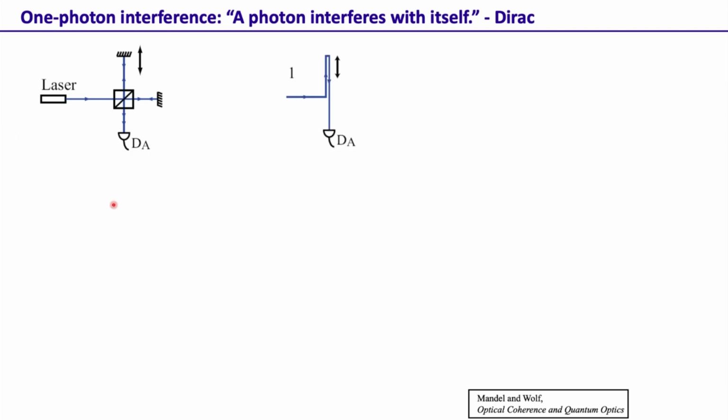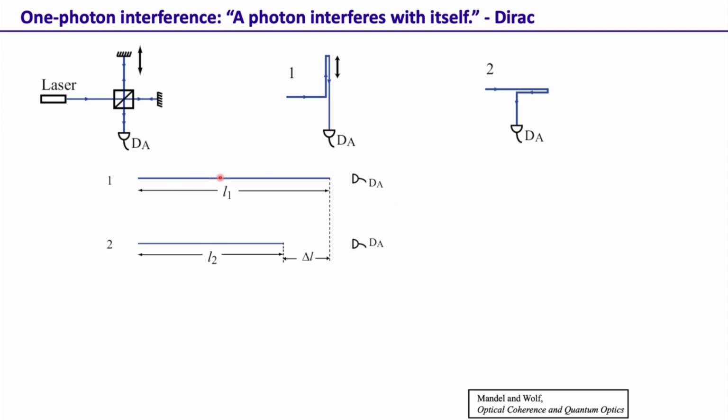So let's take this example of Michelson interferometer. In the interferometer, we have a photon starting with a laser and getting to the detector. It can go to the detector in two different ways. One is by this, another one is by that. We can write these two in the unfolded manner, and their path length difference is delta L.